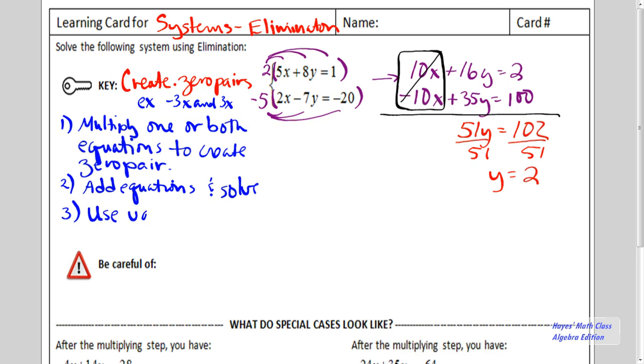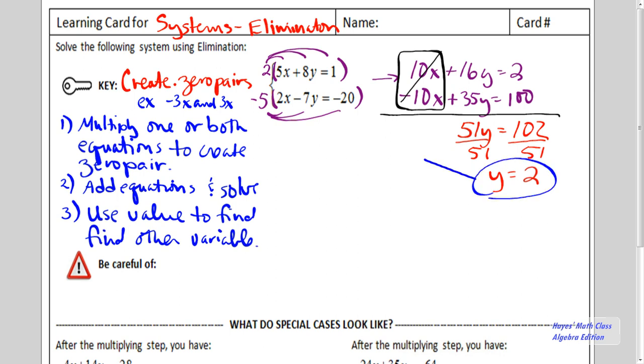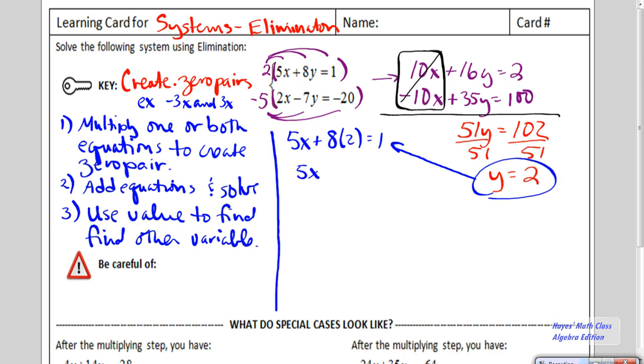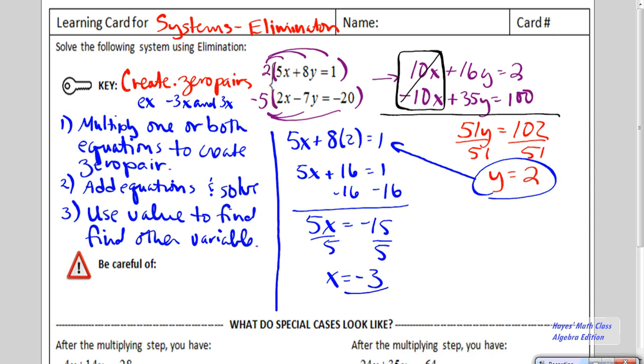So that brings us to step 3, use the value to find the other variable. And this is exactly like what we do with substitution. So this, I'm going to plug into one of the other equations. It does not matter which one. I usually tend to try to do the ones that don't have as many negatives, like the first equation is all positive coefficients. And so if I do it there, I don't have to worry about missing a sign accidentally as much. So be conscious of that. So 5x plus 16 is equal to 1, and so on. 5x equals negative 15, divide through by 5, you get x equals negative 3. There's the other piece there.